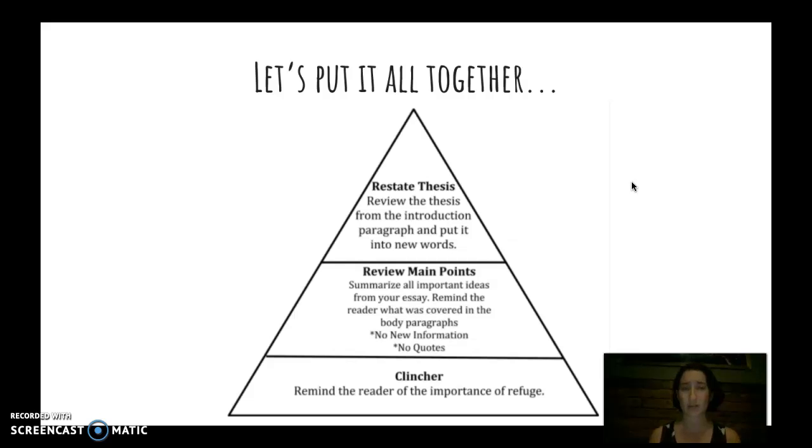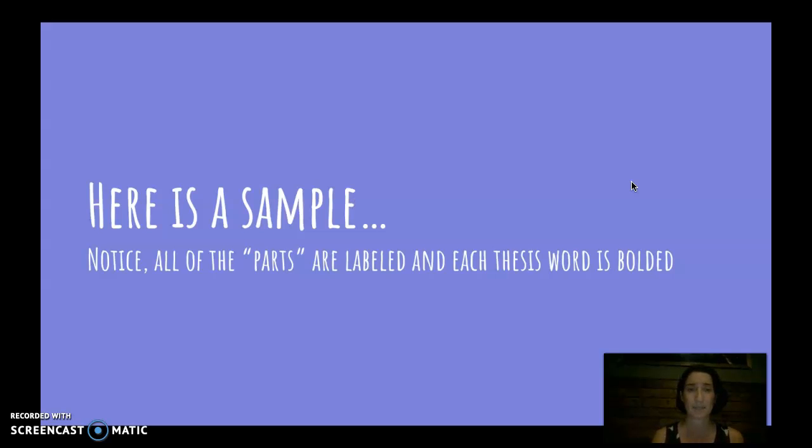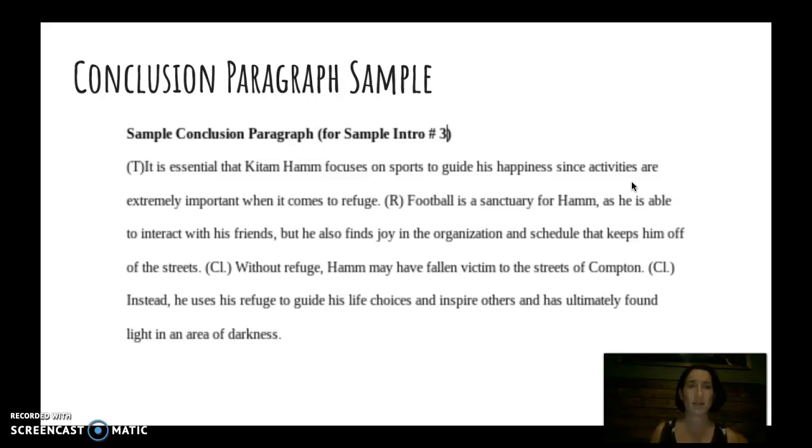So it goes in this order once again, but I put a little more detail in each one of these here to remind you of what each one of those should contain. And just to show you a sample, this is actually the sample essay we looked at earlier. So it is essential that, this is that thesis that I showed you, how he flipped it. And then he restates that football was a sanctuary, and why, like he was able to interact with his friends, just a couple of the main points that were made in the body paragraph, and how that schedule helps Khitam keep himself organized.